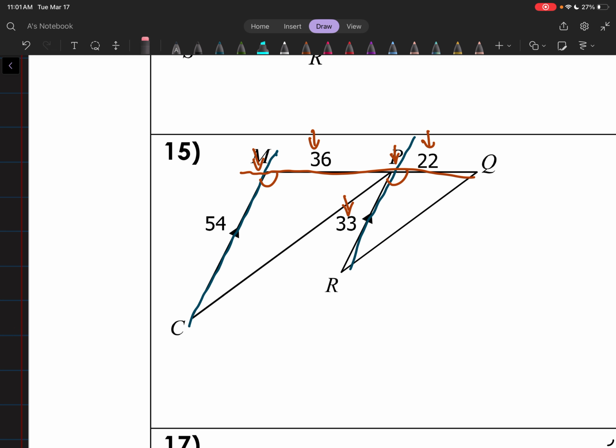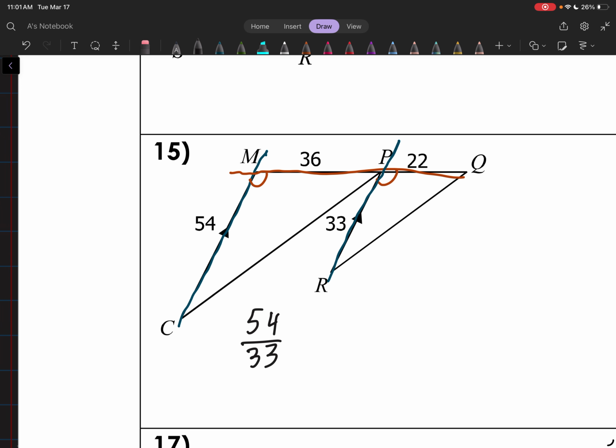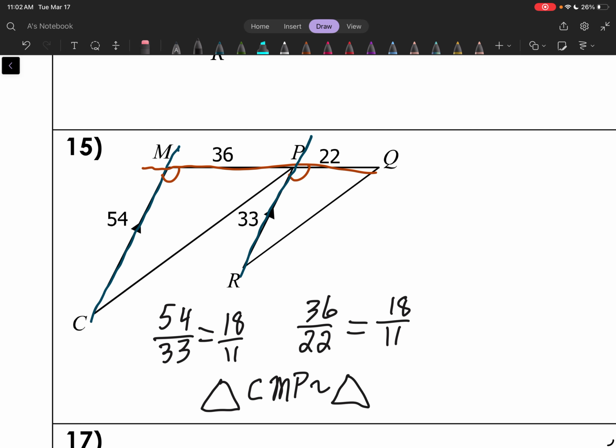Let's check it. 54 over 33, 36 over 22. They both are 18 over 11, so yes, they are similar. Triangle CMP is similar to triangle RPQ.